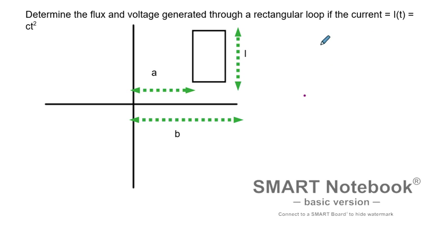Okay, our job now is to determine the flux generated through a rectangular loop. And here's our rectangular loop. It's next to a wire, and the current is going in this direction. But the current varies: I(t) equals Ct squared. So that's a current versus time, and it's equal to Ct squared.